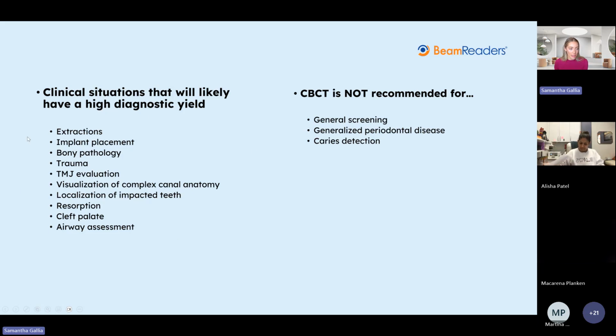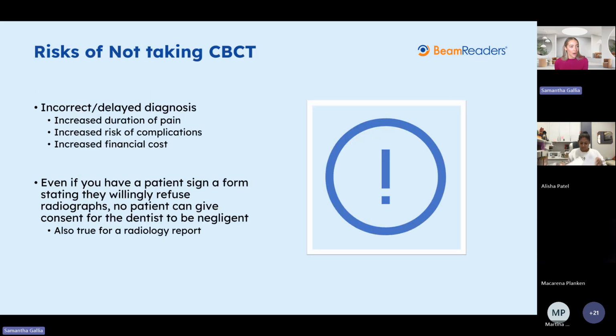And then these are some reasons that are pretty often a good reason to take a CBCT. All right, so now we'll go into some risks of not taking a CBCT. First we have incorrect or delayed diagnosis. So obviously increased duration of pain for the patient, increased risk of complications, and increased financial cost.